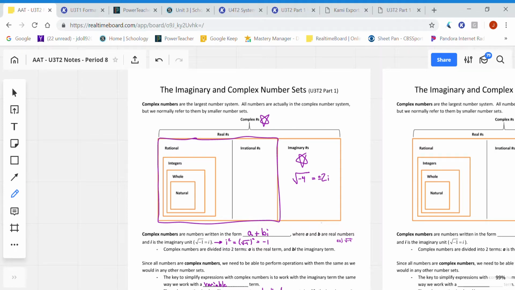All right, guys. Sorry that we didn't get to everything we wanted to get to in class today, but let's talk about the imaginary numbers and the complex numbers. So we discussed how the complex numbers were the combination of the real numbers, everything you've worked with to this point, and this imaginary number set, this new number set.